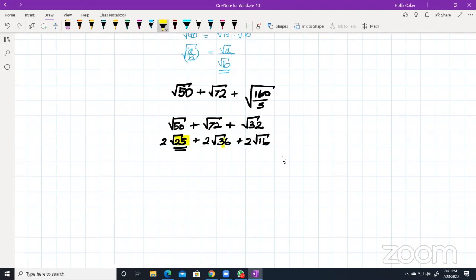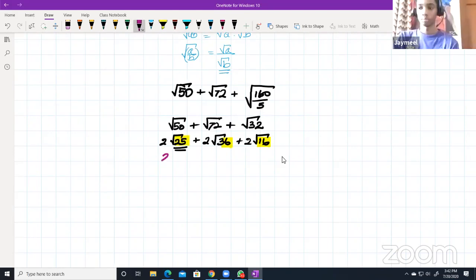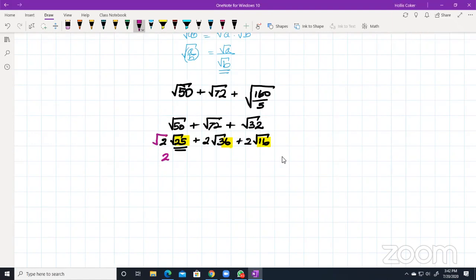And so what we see here, we're not even getting a 3. We're getting root 2, sorry. Root 2, right. So you get root 2 times 5 plus 6 plus 4. That's 15 root 2. That's the answer.